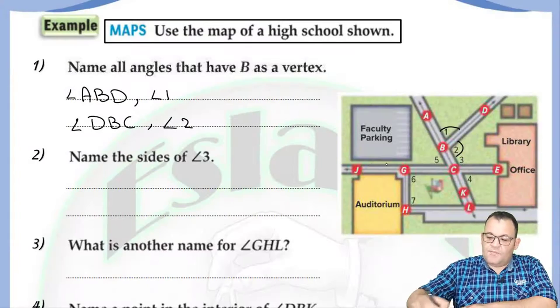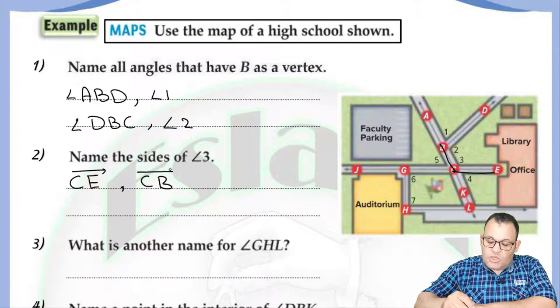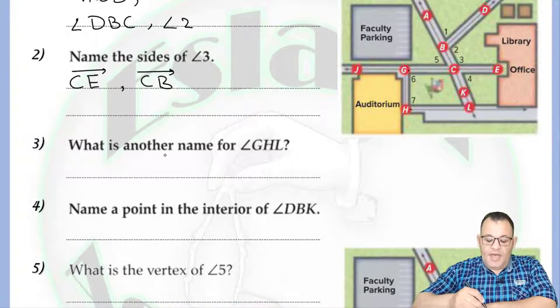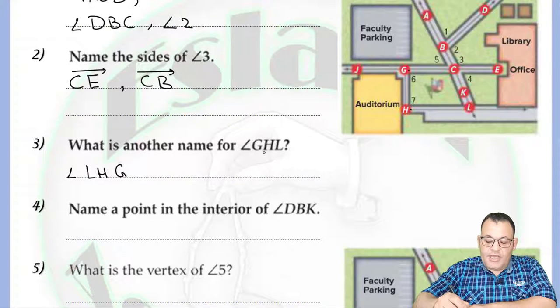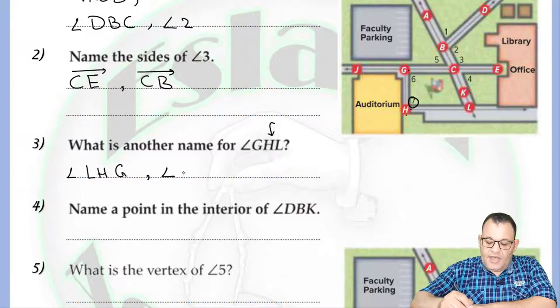Name the sides of angle 3. That's angle 3. Angle 3 is formed from two sides, CB and CE. So we can say that it will be ray CE, you have to mention the ray, and ray CB. I will start from C and move in direction of E, and I will start from C and move in direction of B. What is the other name of the angle GHL? At first you can say LHG. If you change the letters G and L, you will find another name of the angle. But you have to put H in the middle. We have GHL, so we can say it will be angle number 7. So it will be angle 7.